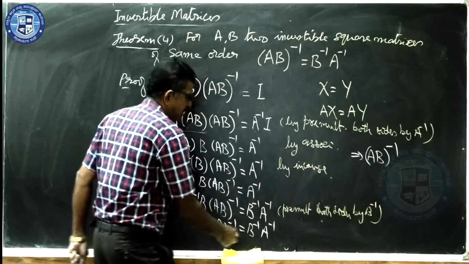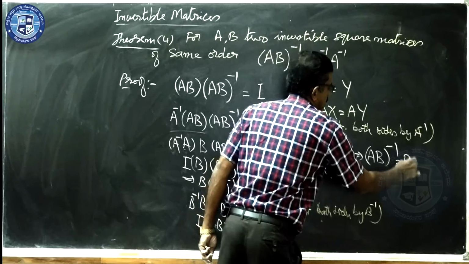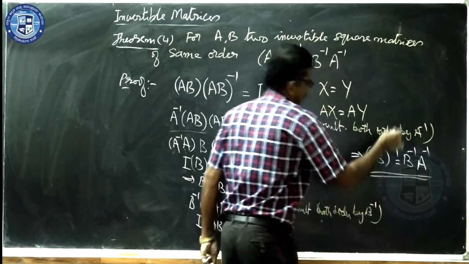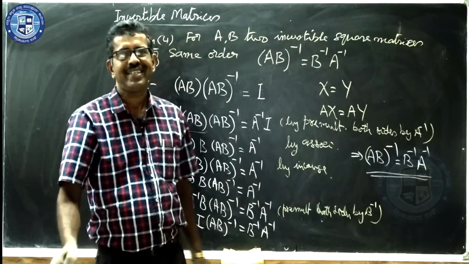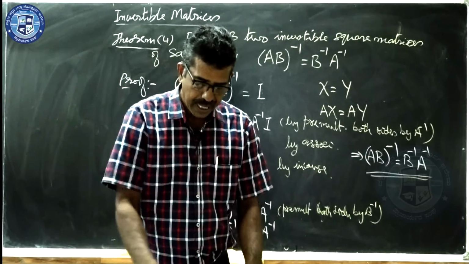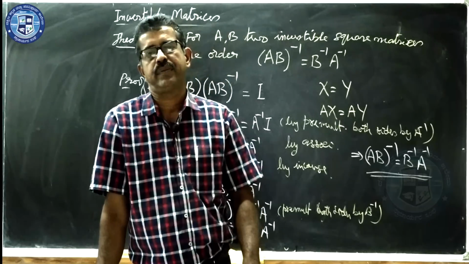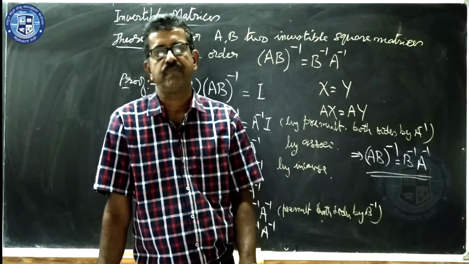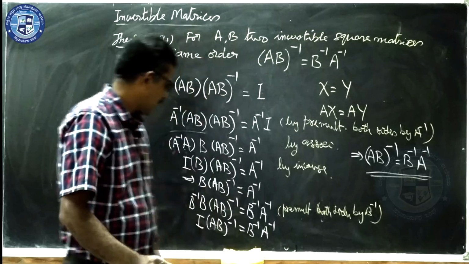And what is the right hand side? That is equal to B inverse into A. So this is the theorem, and the proof of the theorem also I gave. We shall continue with one example which has been asked in examination. The example is as follows.